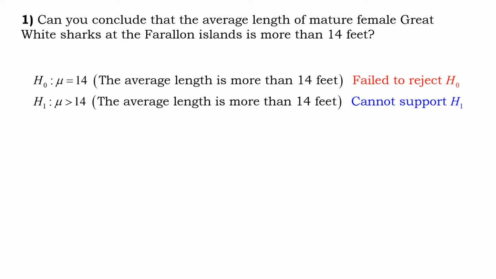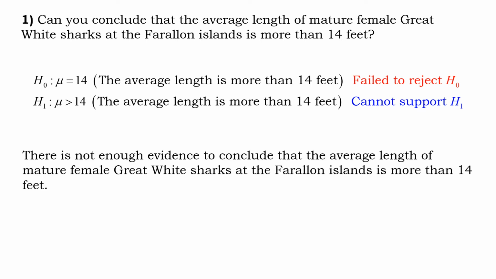So let's look at what we decided. Okay? We failed to reject H0, so we failed to reject the theory that the average is exactly 14 feet. Okay? So the average could be 14 feet. And because of that, we cannot support the alternative. So we haven't proven that the average is more than 14 feet, because 14 might be the right number. Probably not, because our p-value was very close to being less than alpha. So I'm almost ready to reject the null hypothesis, but I still have a little hesitation.